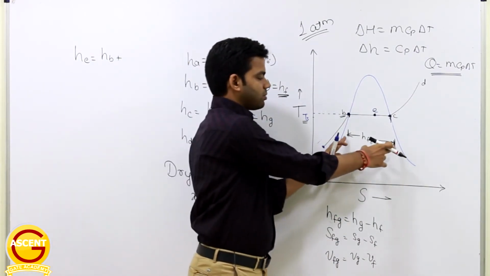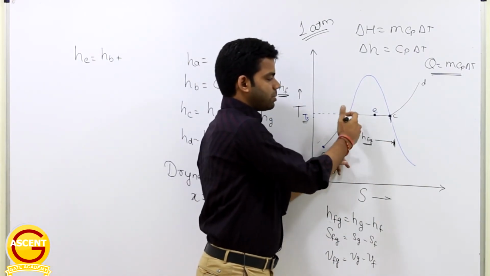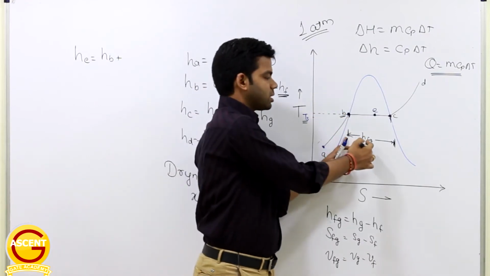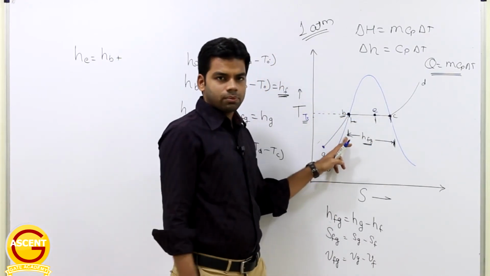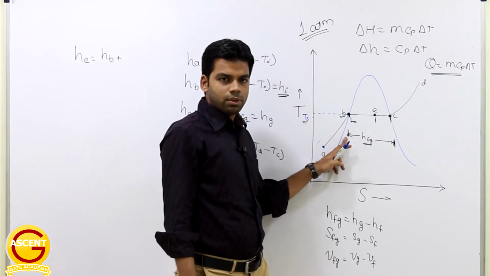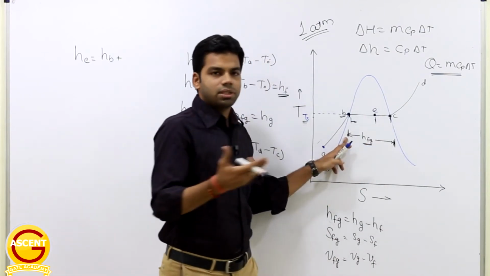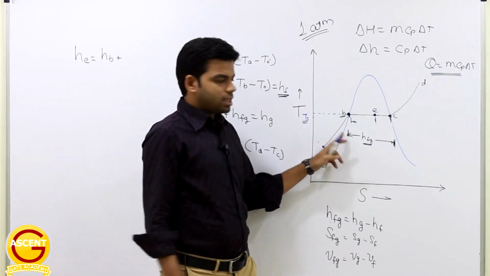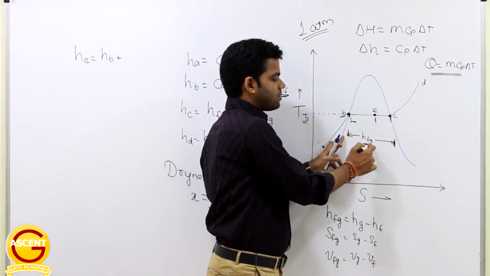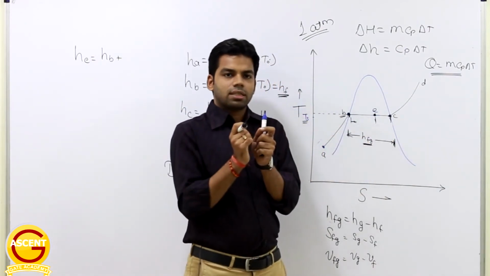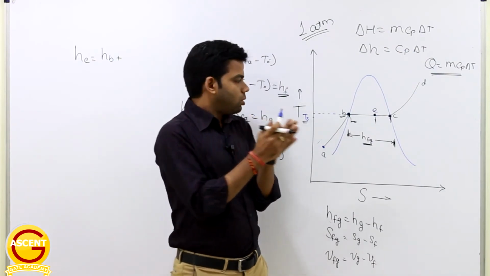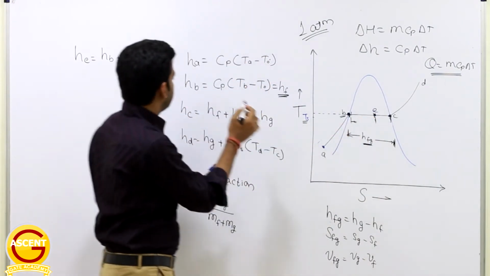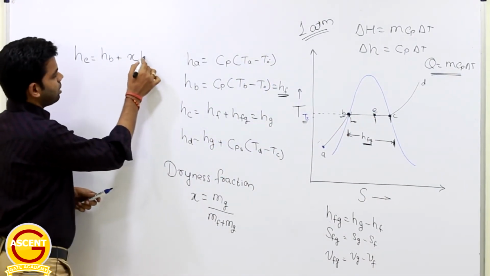To convert 100% of the water to steam, how much is required? HFG. Now let's suppose only 60% is converted to steam, or X fraction is converted to steam, so obviously X fraction of this HFG will be required. Getting this or not? 100% conversion needs HFG. If only X fraction is converted, X fraction of HFG will be required. So what will be the enthalpy change from B to E? That is nothing but X into HFG.